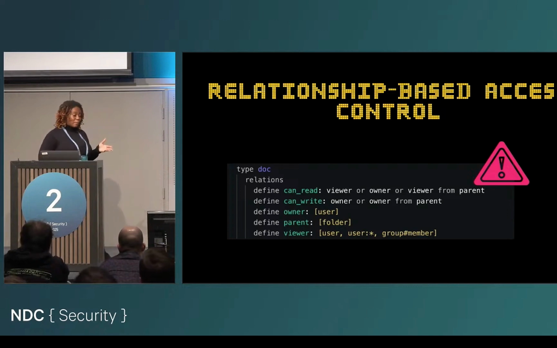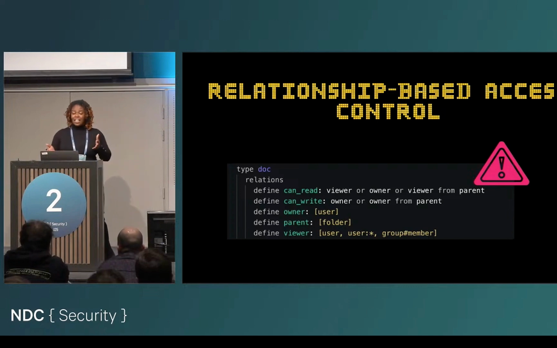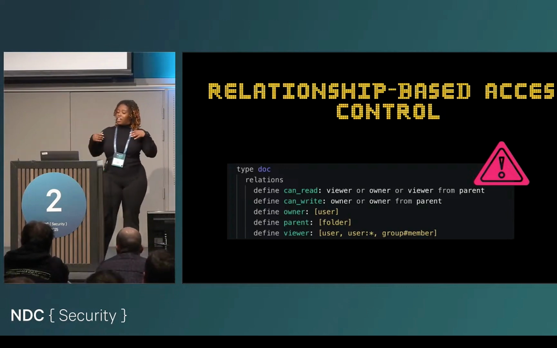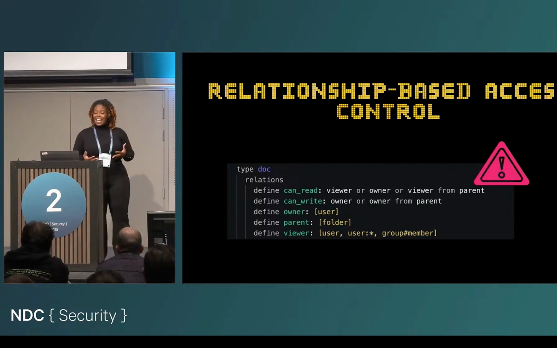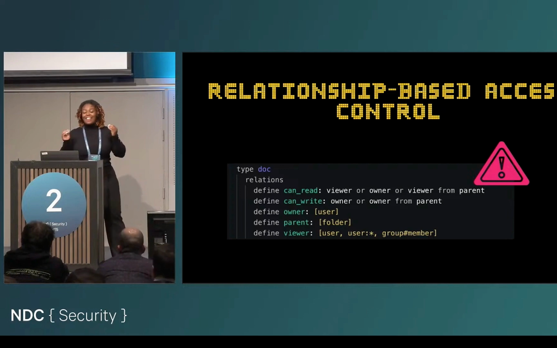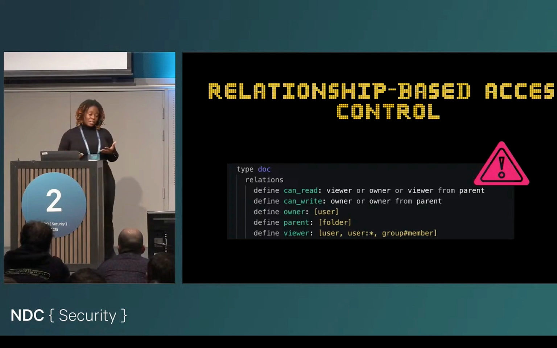Now, how about who can write? The owner or the owner from parent. In our case, the most important definition is the viewer. By this definition, if the entity is a member of the group that has access to this document, then it is inferred that they can access the document. So, based on the relationship depicted, Alice can access the document.